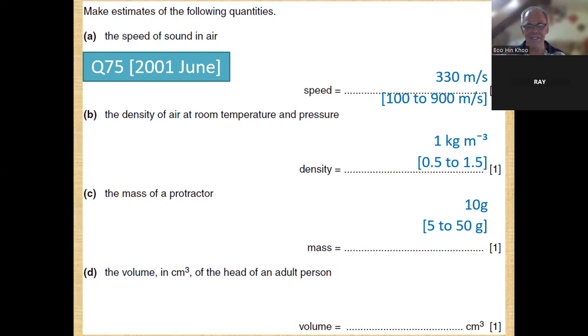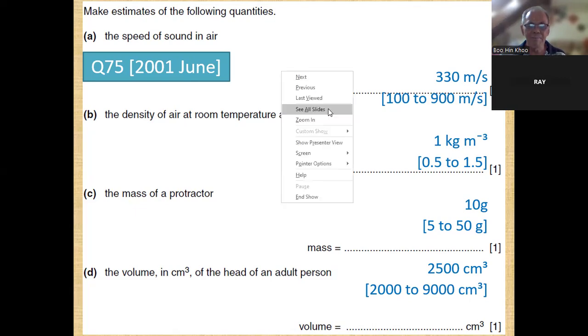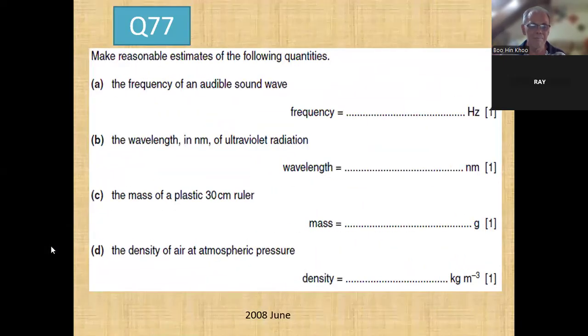About 2200 cm cubed. It's around 2000, okay? Okay. Frequency of audible sound wave.